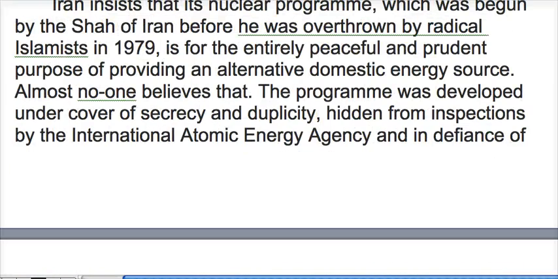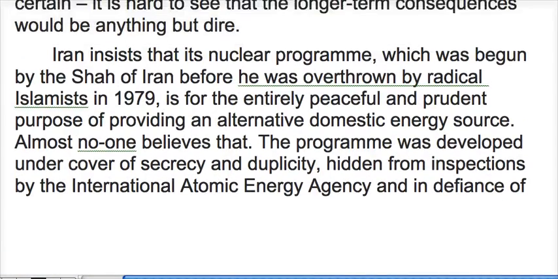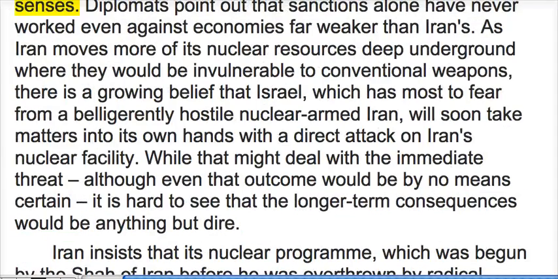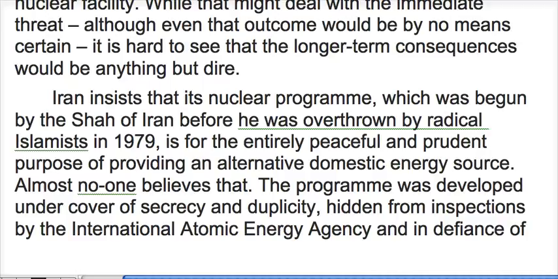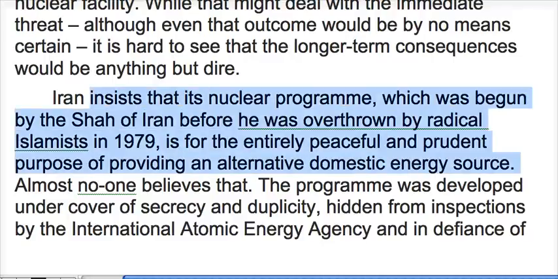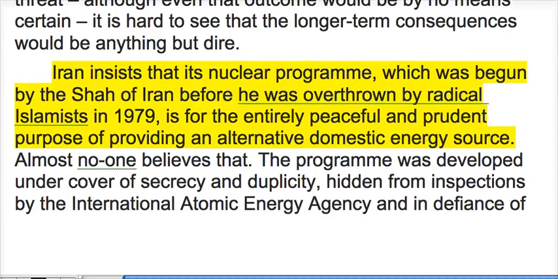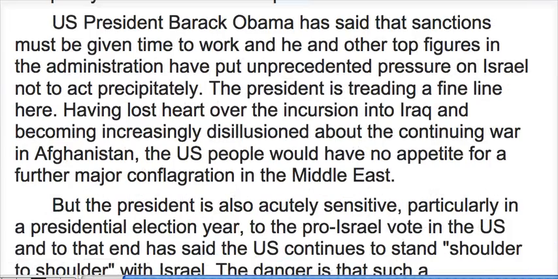If I go further down here, my next paragraph, oops, I might have gone a little bit far there. Nope, I haven't. The next paragraph: Iran insists that its nuclear program, which was begun by the Shah of Iran before he was overthrown by a radical Islamist in 1979, is for the entirely peaceful and prudent purpose of providing an alternative domestic energy source. Okay, and I can again highlight that piece there. That's an important part because it's the topic sentence of the paragraph. Go down to the next piece.